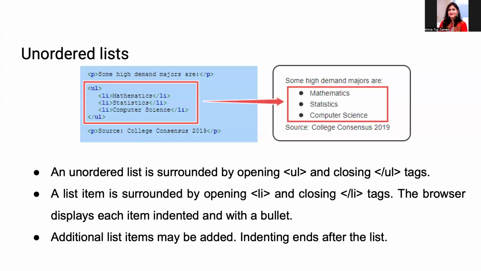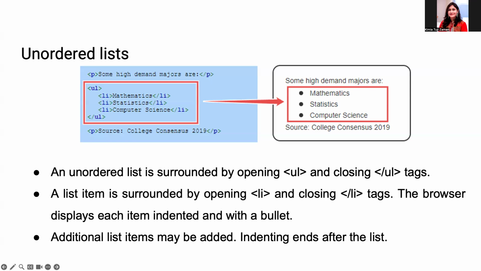So now let's talk about unordered list in HTML. An unordered list is created using the UL tag as we mentioned before. It always starts with the opening UL tag and ends with the closing UL tag. Inside this list, every item is wrapped in its own list tag. So the li or list tag stands for each list item.